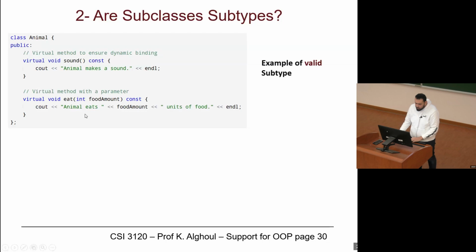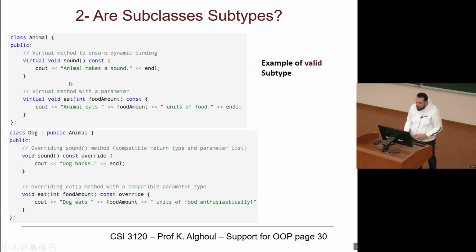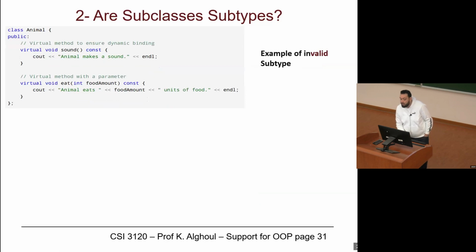For example, this is just an example. And if you look here, we have this class animal. It has sound, it has eat, these two methods, right? So in this case, this is an example of a valid subtype. If I do this, void eat, and then I have int food amount, so I'm overriding this, everything is fine. So this is considered what? A valid subtype.